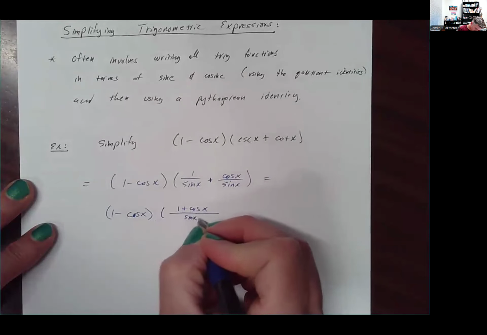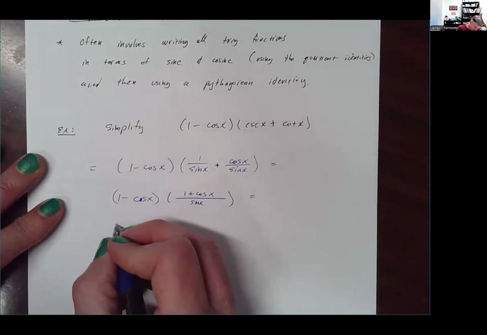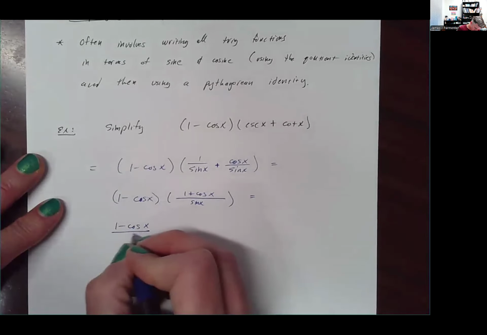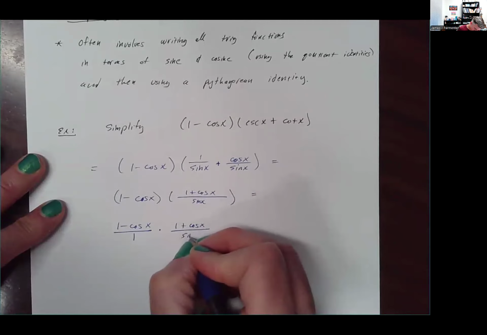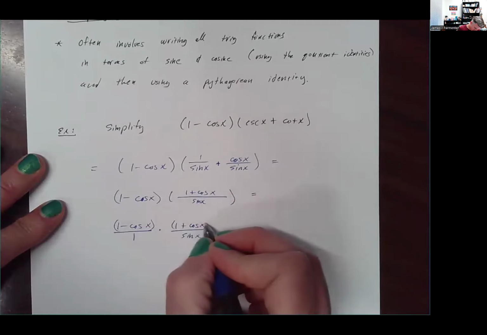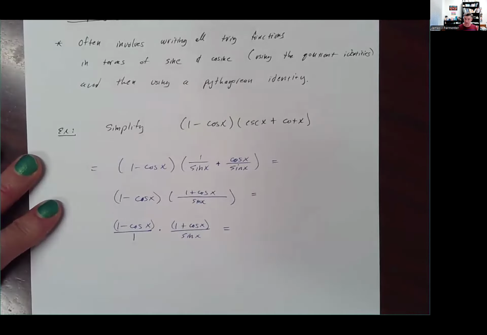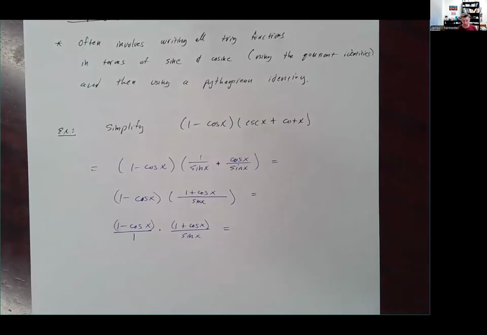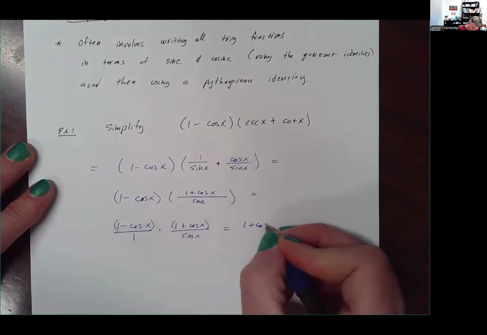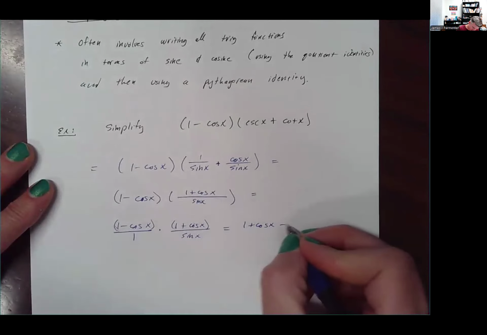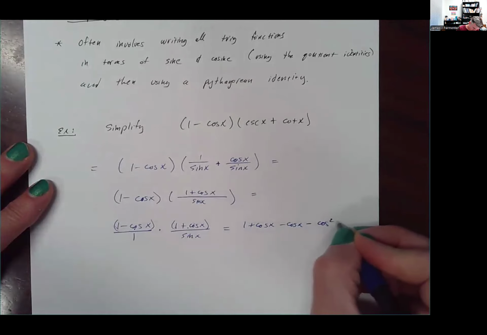And although you could skip this next step, I think it might be worth seeing. We can think of 1 minus cosine x as just 1 minus cosine x over 1 times 1 plus cosine x over sine x. We're going to have to FOIL the 1 minus cosine with 1 plus cosine. I'll point out that these are conjugates. When we multiply conjugates, the middle terms cancel. You can still write it out though. 1 times 1 is 1. 1 times cosine is cosine. Negative cosine x times 1 is minus cosine x. And negative cosine x times cosine x is negative cosine squared x.